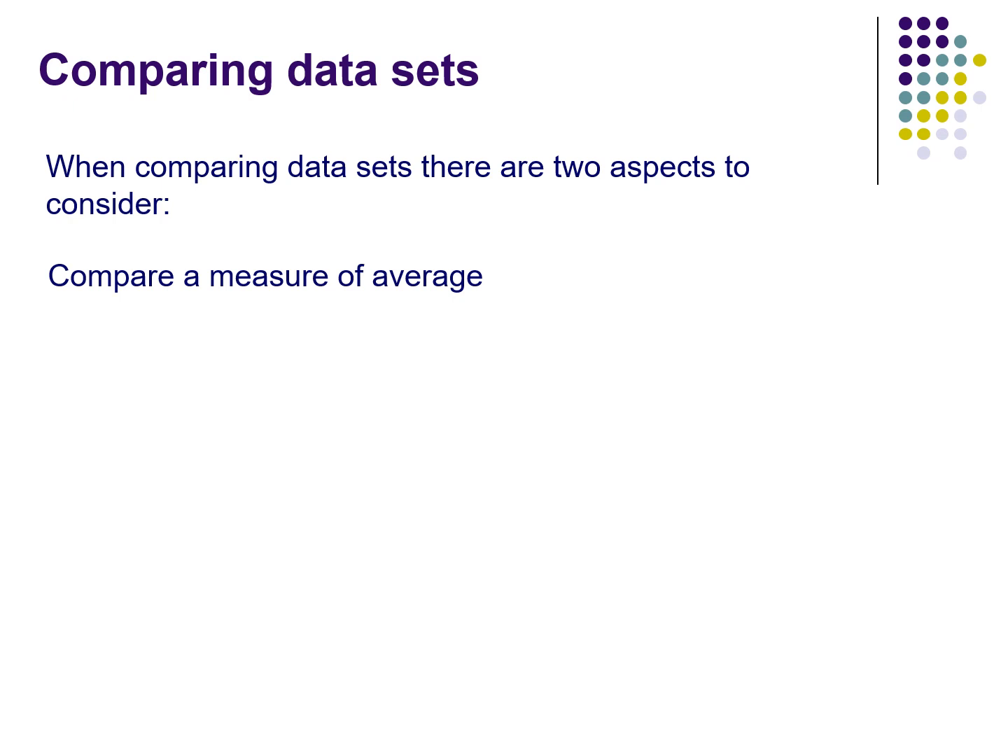Now the first one is comparing a measure of average. So the average measurements are mean, median, or mode. So any of those three will indicate a measure of average. So on average, what the values within that data are like, whether they're big, whether they're small, that kind of thing. So that's one side of the data, and that's looking on average at the individual values themselves.